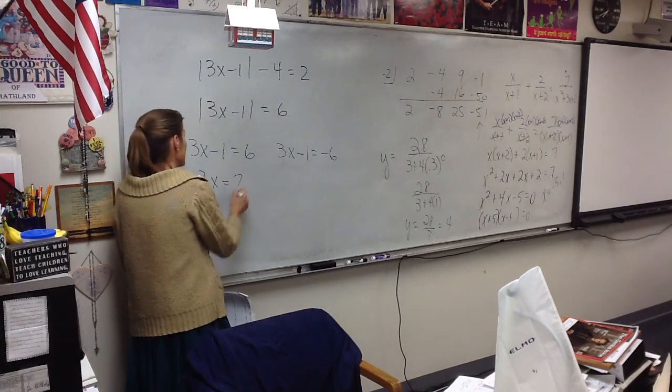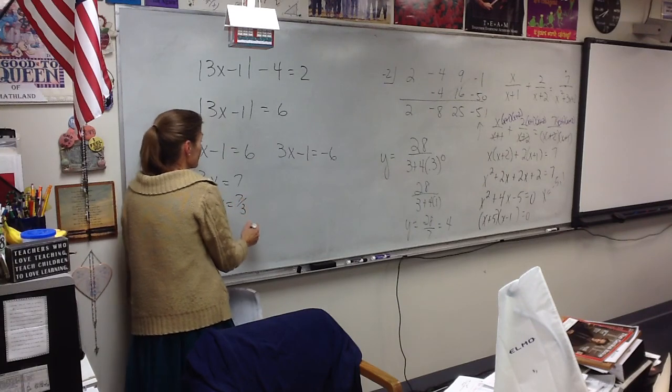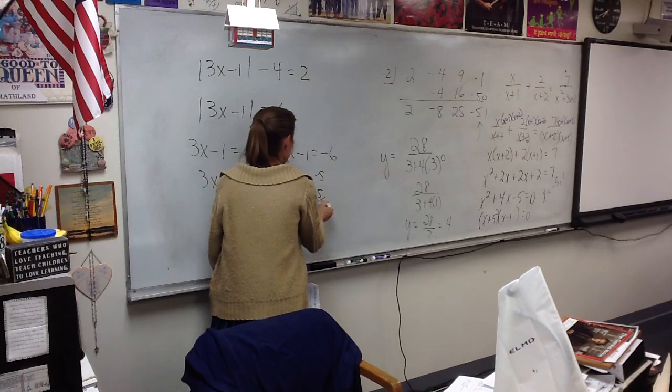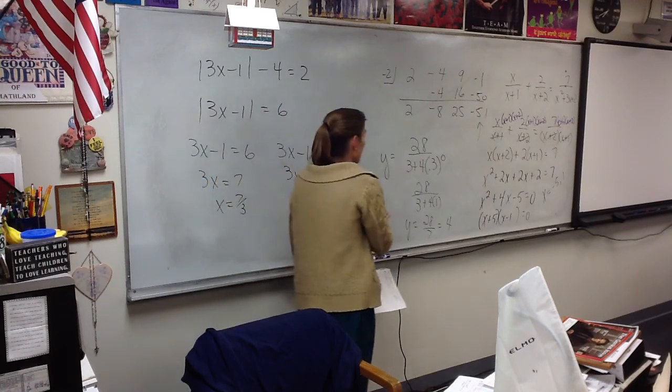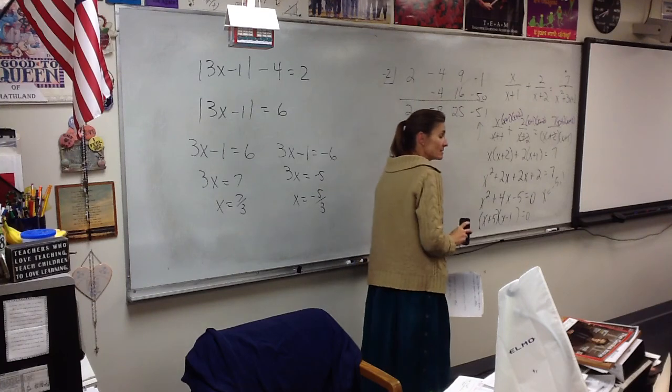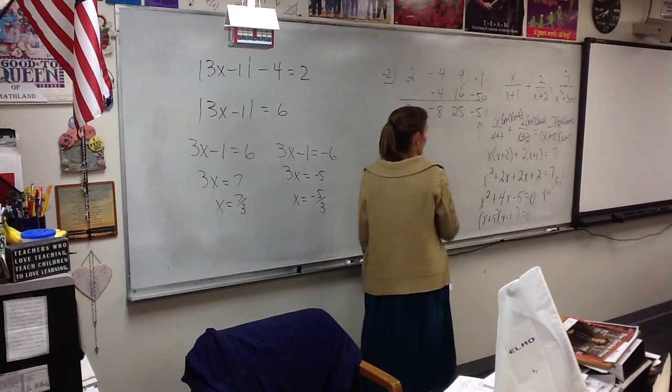So 3x equals 7, x equals 7/3, or 3x equals -5 and x equals -5/3. So see how the problem says find the solution set? It says that because there are how many answers? 2.